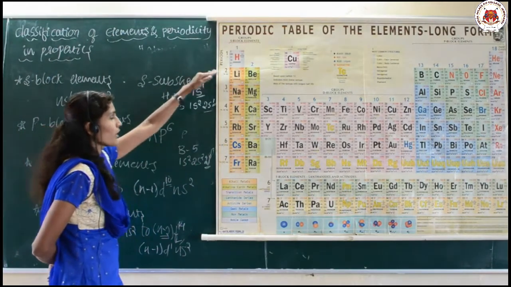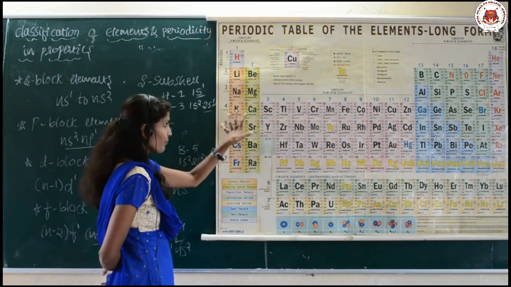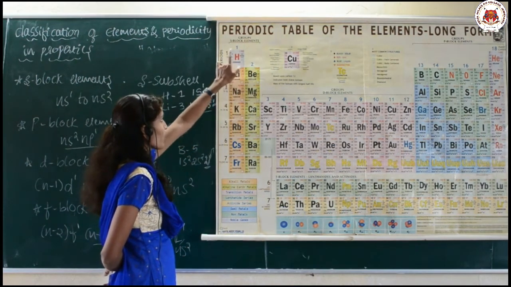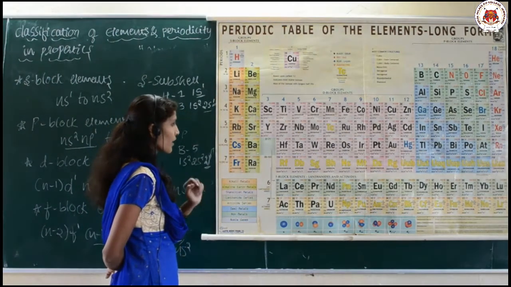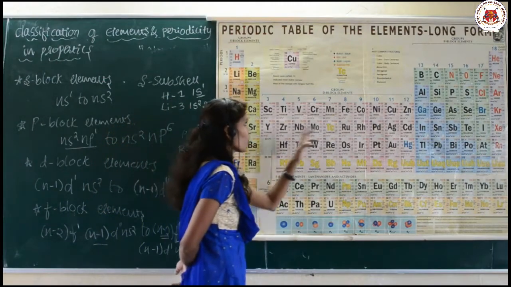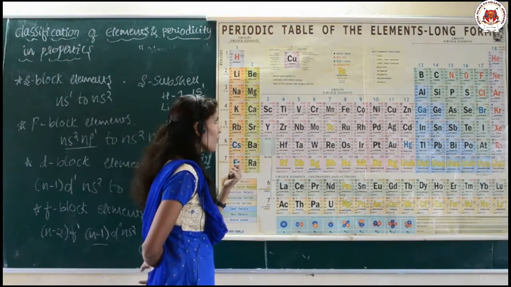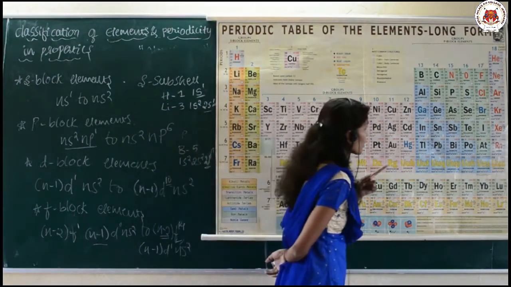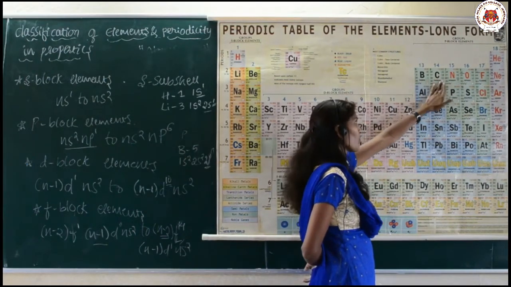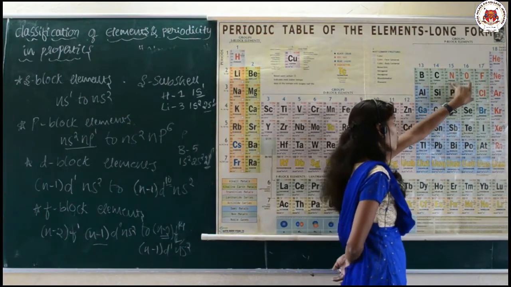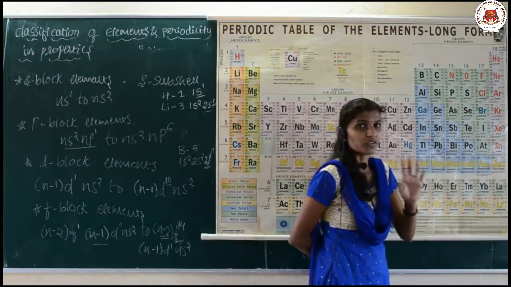The starting 3 periods are short periods, and further periods are long periods. The first and second groups are called S block elements; group 1 is called alkali metals, group 2 is called alkaline earth metals. Groups 3 to 12 are called D block elements, which are further called transition elements, and groups 13 to 18 are called P block elements. Group 13 is the boron family, group 14 is the carbon family, 15 is nitrogen, 16 is oxygen, 17 is the halogens, and 18 is the noble gases.